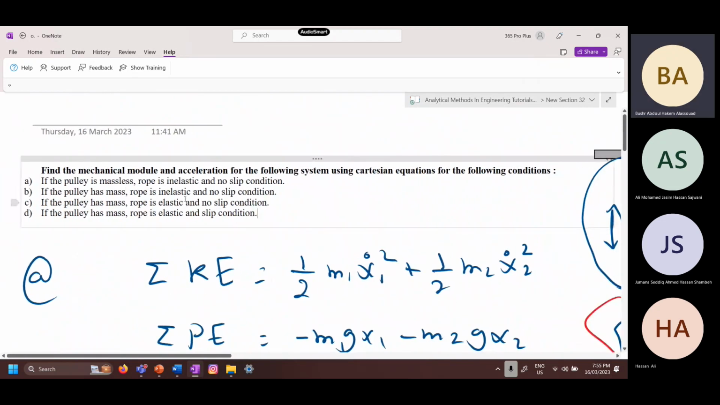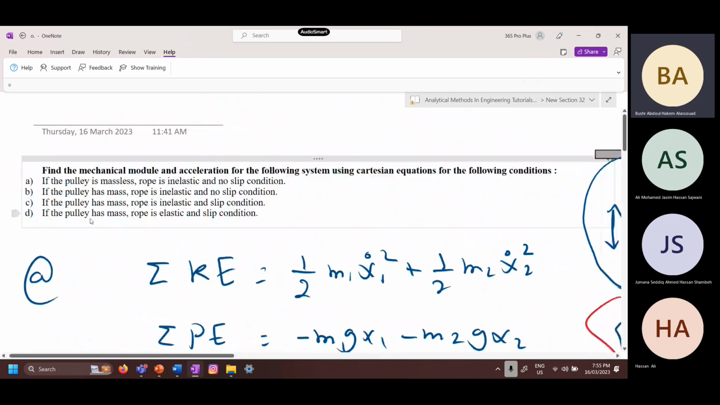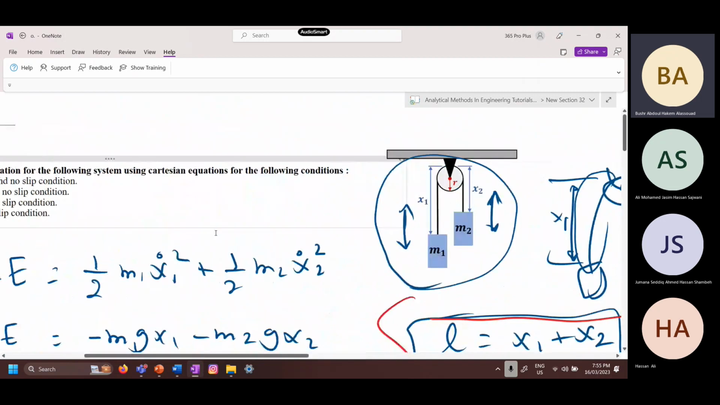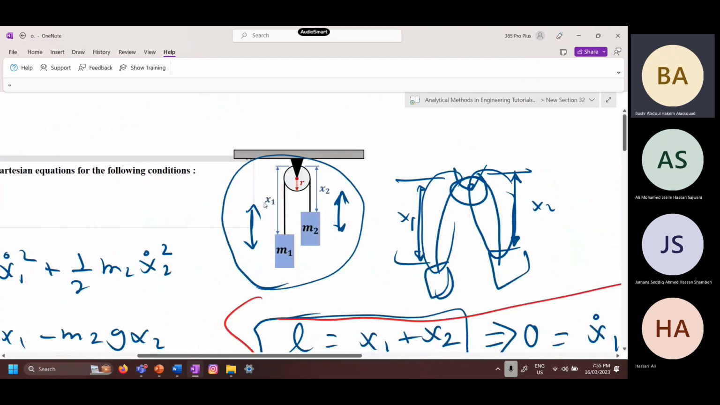There is actually a mistake in the question. Sorry. Part C must be inelastic rope and slip condition. What I just said is just for part D. Let's repeat for part C. Sorry. We have an inelastic rope, but with a slip condition. That means that the masses are slipping despite the motion of the other mass. There's a slip. The system is not ideal.